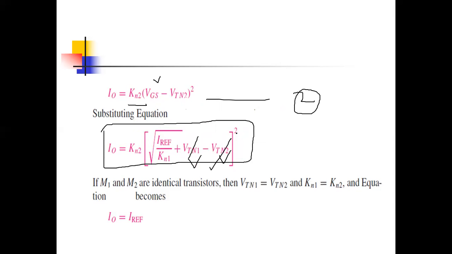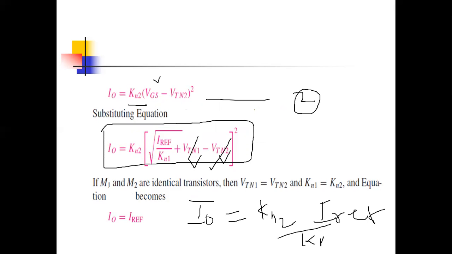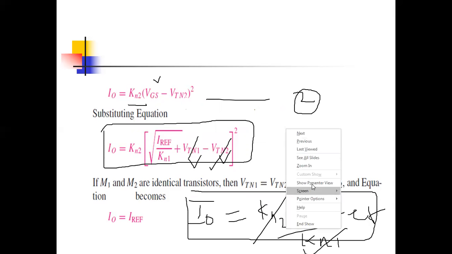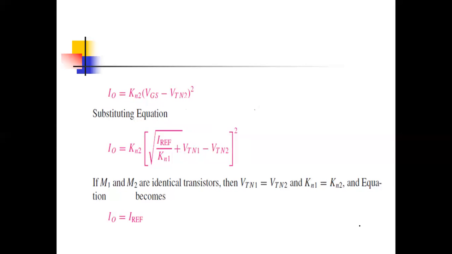And the root n square will be cancelled out. So what will happen? I naught will be Kn2 upon Kn1 times I reference. If both transistor sizes are equal, meaning width and length are also equal, then Kn will be equal. In that case, I naught will be equal to I reference. I guess you got it.